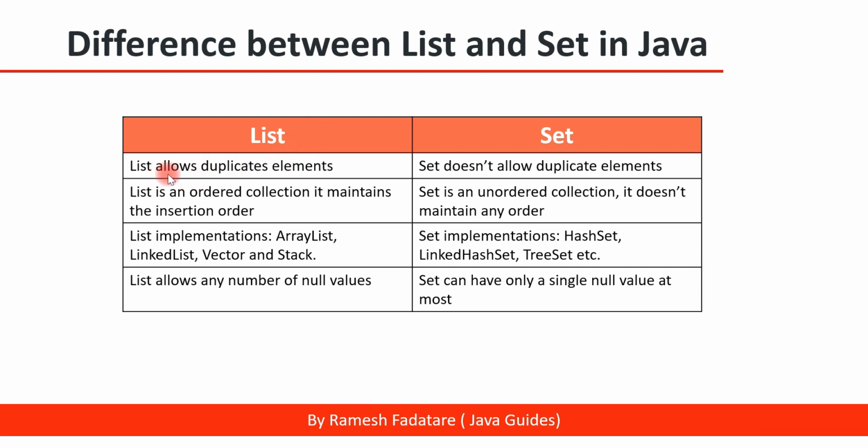Alright, list allows duplicate elements whereas set does not allow duplicate elements. We can store duplicate elements in a list, but when we try to store duplicate elements in a set, it basically replaces the existing value. Okay, let me demonstrate this point with an example.